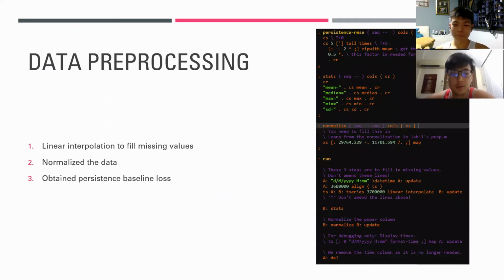So to begin with, we begin with data pre-processing, where we use linear interpolation to fill missing values. Then we normalize the data and we obtain the persistence baseline loss.